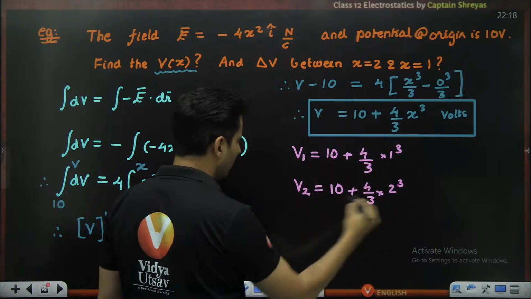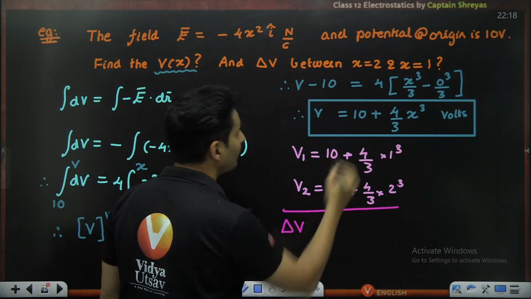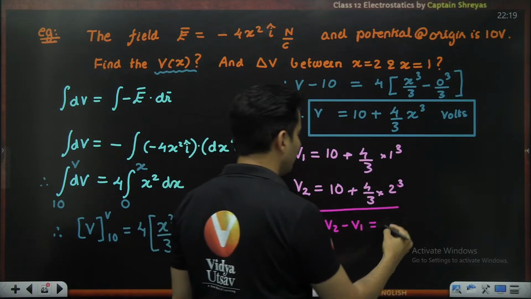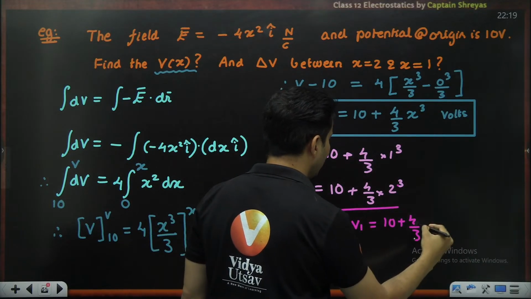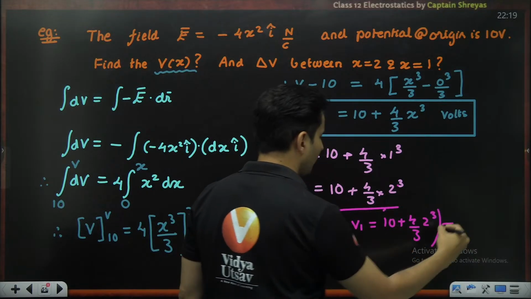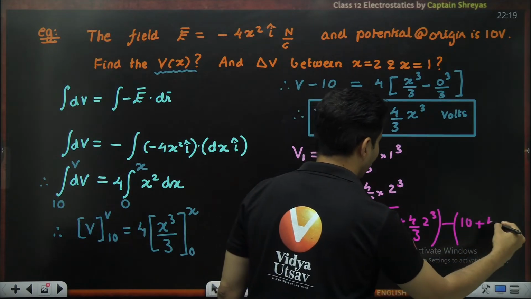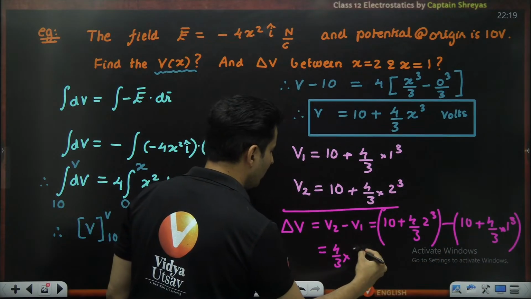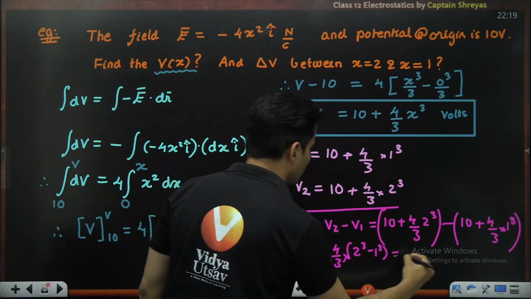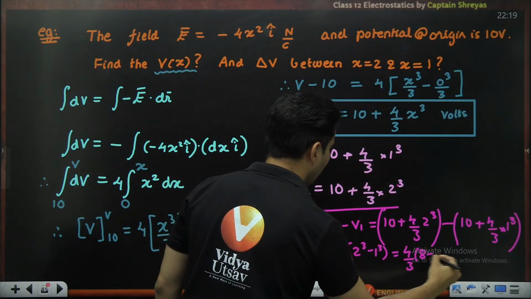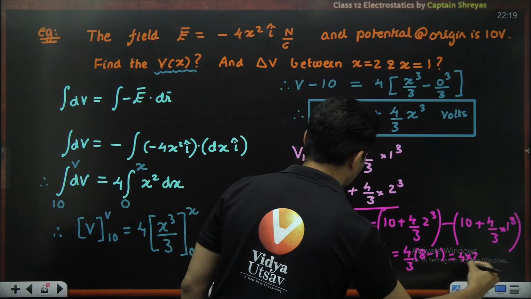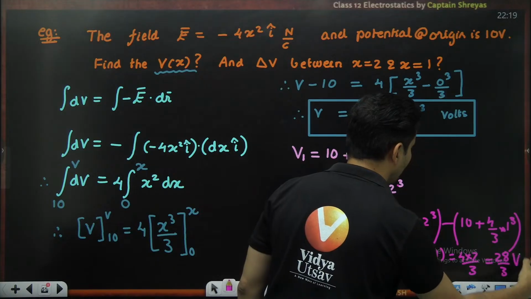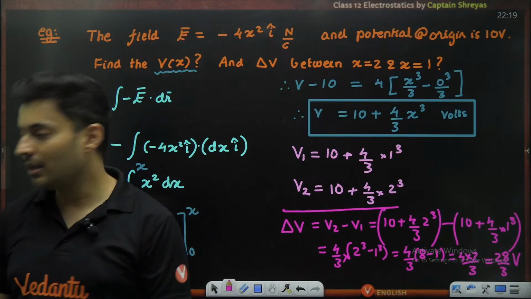Now the question is really on the potential difference. So delta V, that is what is asked, will be V2 minus V1. So it will be 10 plus 4 by 3, 2 cube minus 10 plus 4 by 3 into 1 cube. 10 will cancel. 4 by 3 is common. So it will be 2 cube minus 1 cube. What is 2 cube? It is 8. Minus 1 cube is 1. So it will be 4 into 7 by 3. 4 into 7 is 28. So the answer is 28 by 3 volts.